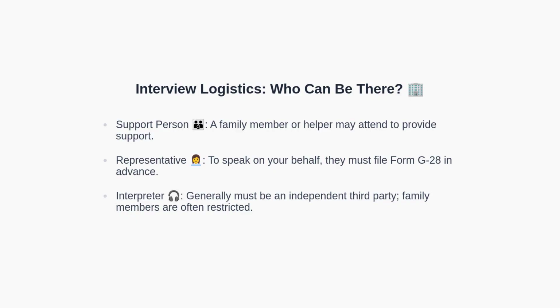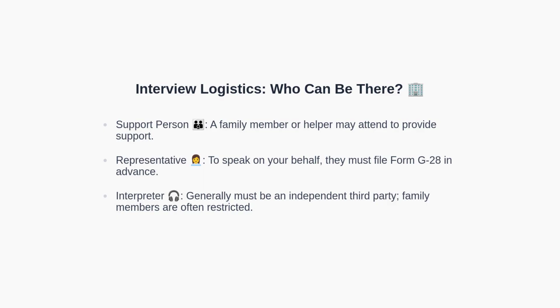At the interview, a support person, such as a family member, may accompany the applicant to provide moral support, but this does not grant any right to speak on the applicant's behalf. To speak for the applicant or manage legal questions, a representative must have filed Form G-28 well before the interview.